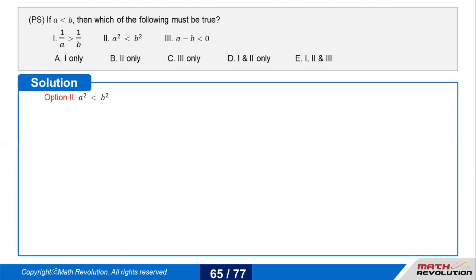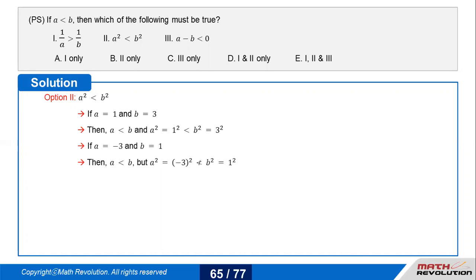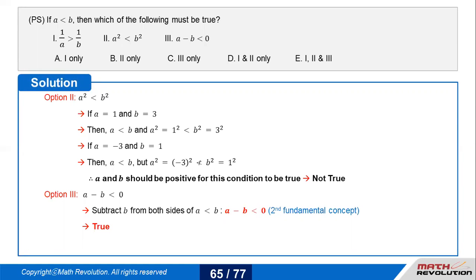Second is a square is less than b square. Now the question here is already told, if a is less than b, a square would be less than b square? No, this condition cannot be true. Because if a is 1 and b is 3, a is less than b, 1 square is less than 3 square. But if a happens to be minus 3 and b is still 1, it's still a is less than b, but the inequality doesn't satisfy. Option number 3 says that a minus b is less than 0, which is a is less than b. So your job is automatically done. So answer would be C.